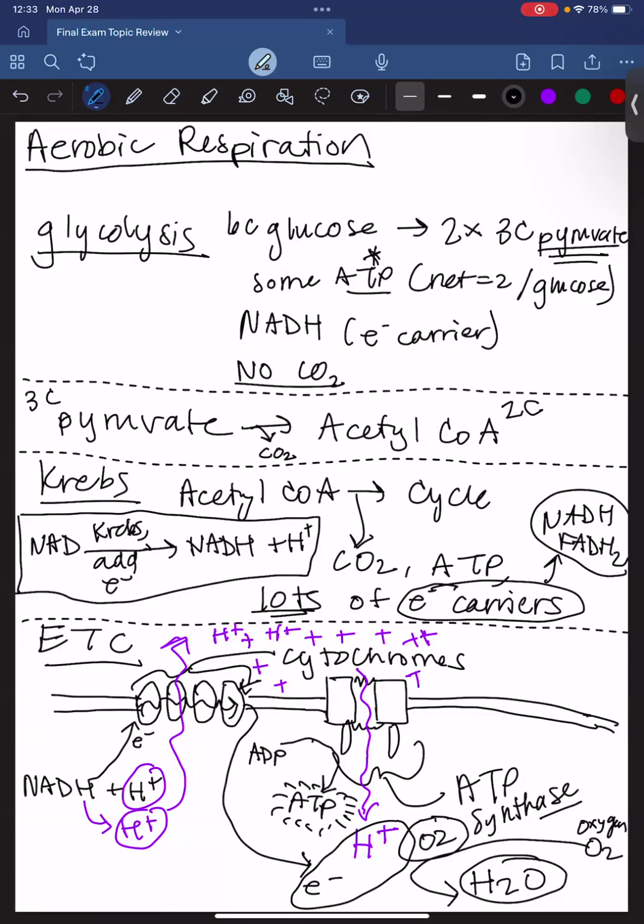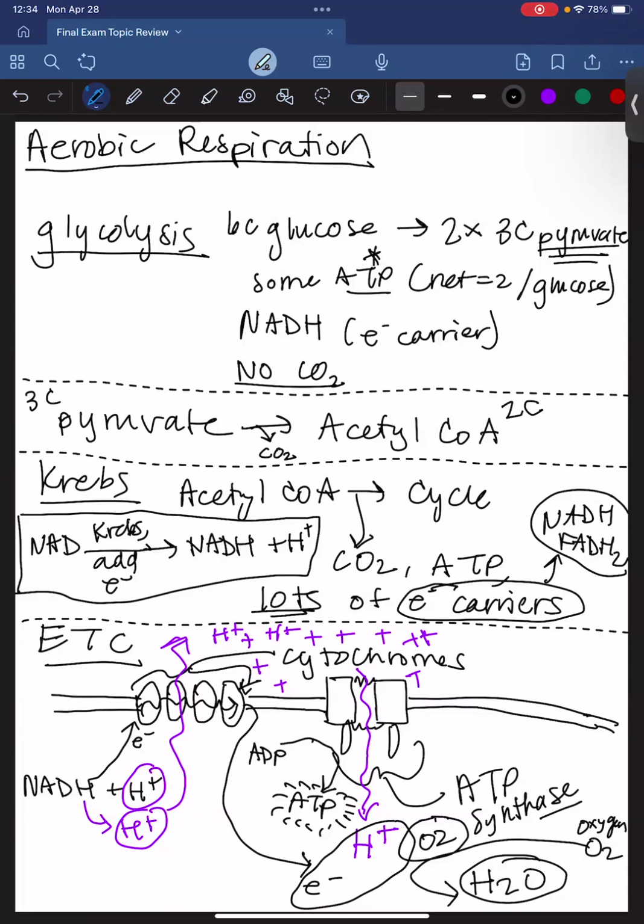Fermentation will yield 2 ATP for every single glucose molecule that goes through glycolysis. Whereas if you're an aerobic respirator and you have oxygen available to you, you'll make 38 ATP for 1 glucose molecule.